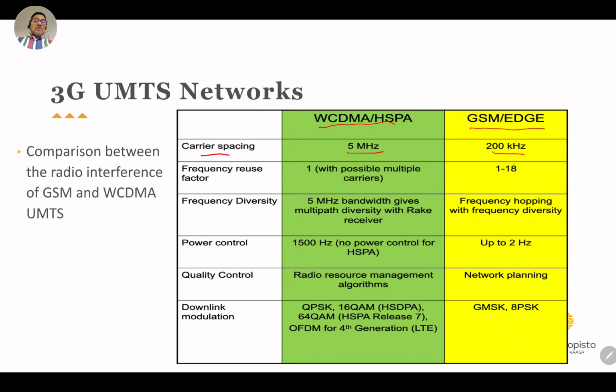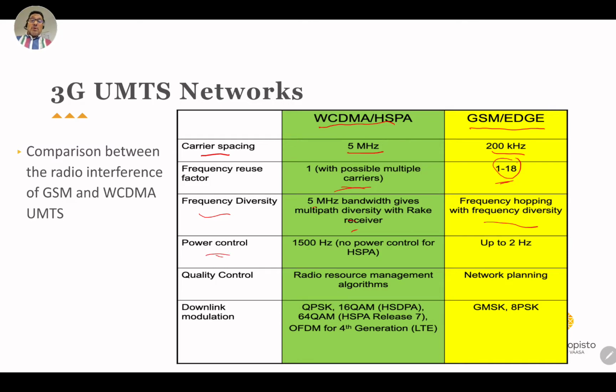The frequency reuse factor can be between 1 up to 18. Here we have 1, but of course we have multiple carriers, so we can use also different carriers. However, the orthogonality is achieved by code, not by frequency. So we don't need by default to use the frequency reuse distance, because otherwise we will have interference in the GSM. But here the base stations and the users are separated by using orthogonal codes. The frequency diversity is 5 megahertz and also using a RAKE receiver. In GSM, we use frequency hopping and also frequency diversity.